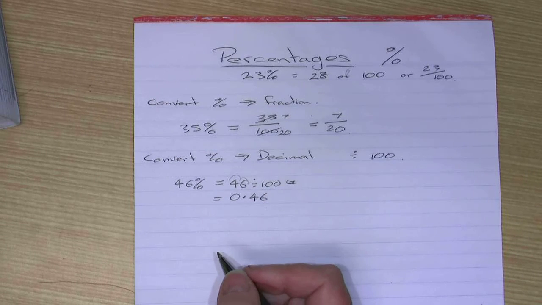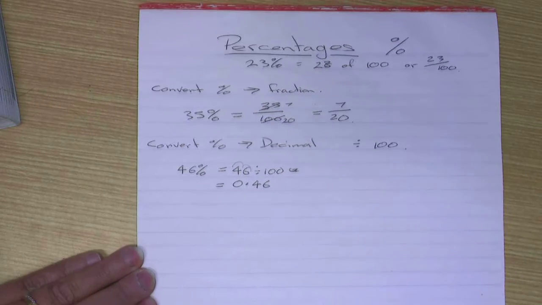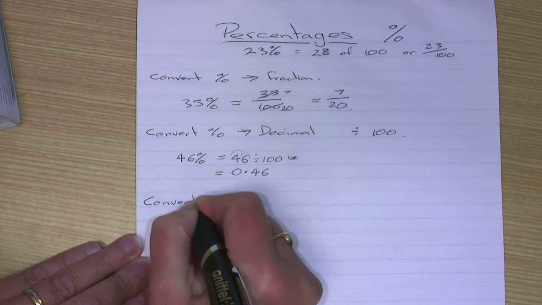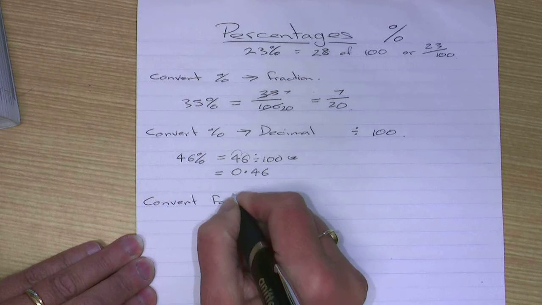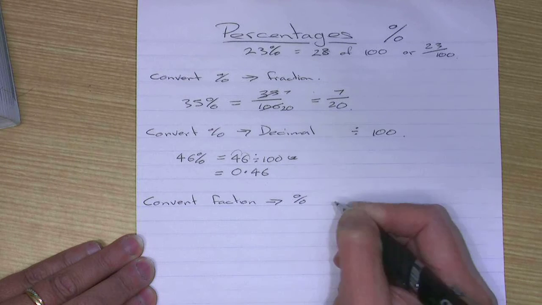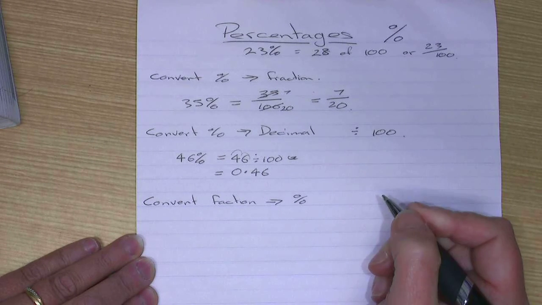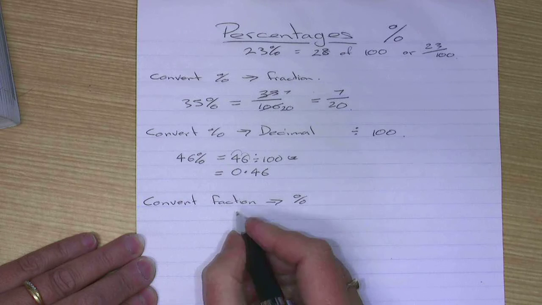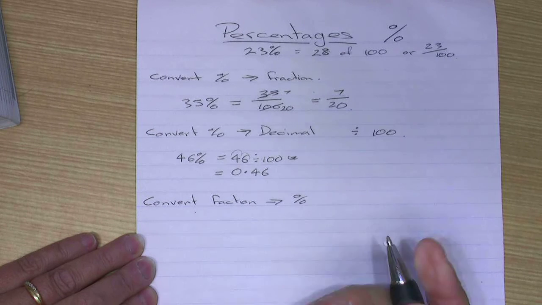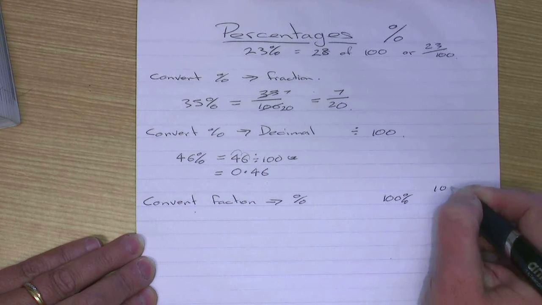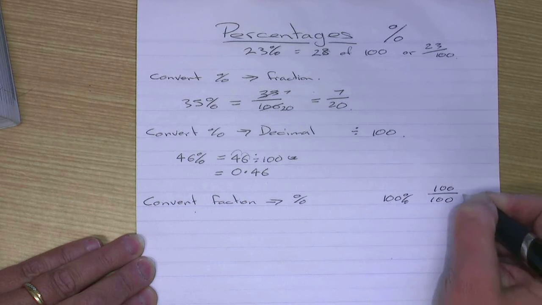Next step, we want to convert a fraction to a percent. Now the easiest way to do this is to multiply your fraction by 100%. Because remember, 100% is the same as 100 over 100, which is equal to 1 whole. So we can multiply anything by 1 whole.